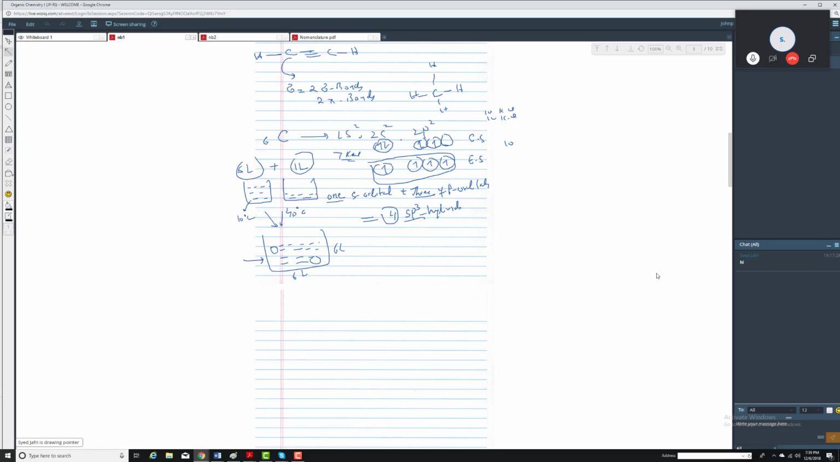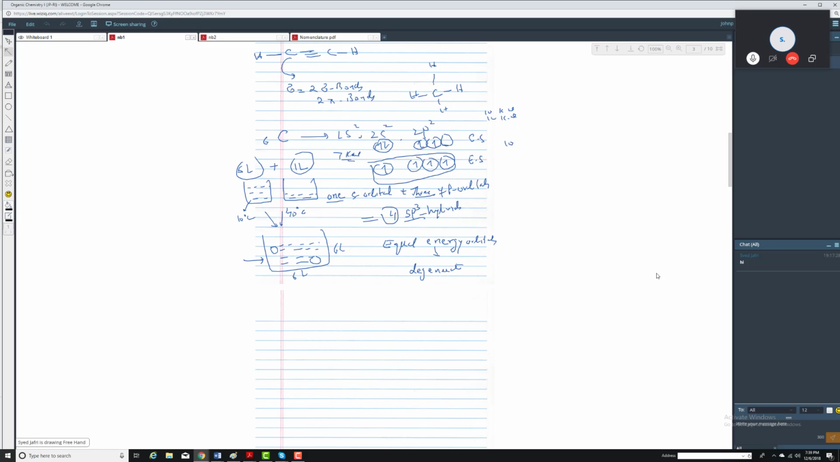And this mixing of orbitals will give you equal energy orbitals, and equal energy orbitals are known as degenerate orbitals. Equal energy orbitals are called what? Degenerate orbitals. And now you can put them according to Hund's rule because all of them have the same energy.